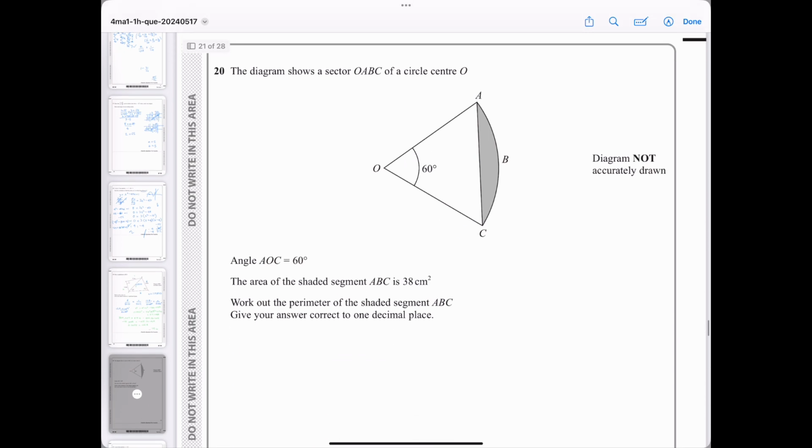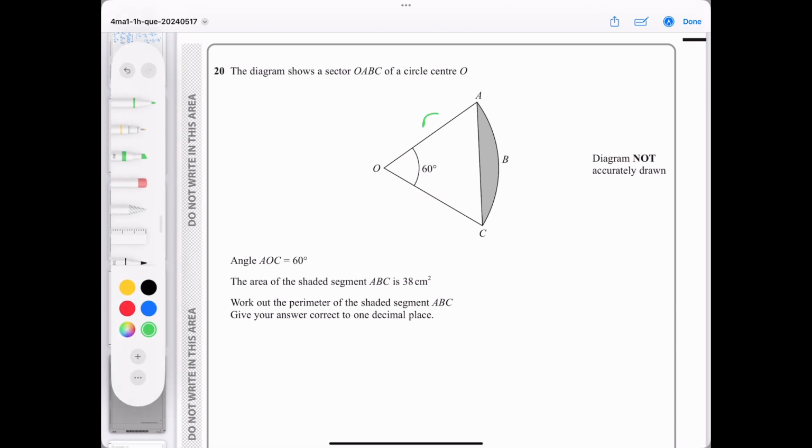So the diagram shows OABC of circle centre O. And the area of the shaded segment of ABC is 38 centimetres squared. Work out the perimeter of the shaded segment ABC and give your answer correct to one decimal place. Weirdly, I did this about 2 days ago. Okay, so what do we know? We know the angle of AOC is 60, and we know the area of the shaded segment is that. So we know that, oh, we don't know what R is.